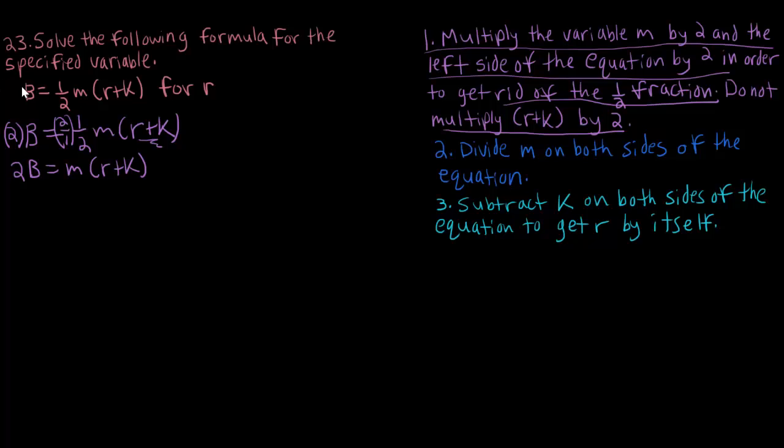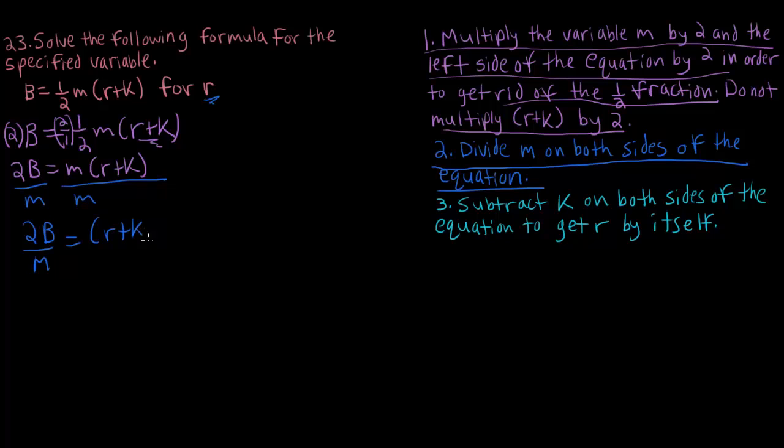Now for step 2, we need to go ahead and divide m on both sides of the equation. So we're trying to get r by itself, so divide both sides by m. So we have 2b over m equals r plus k. And now that there's nothing multiplying on the left of the parentheses, we can just lift up the parentheses. We can just get rid of them. So 2b over m equals r plus k.